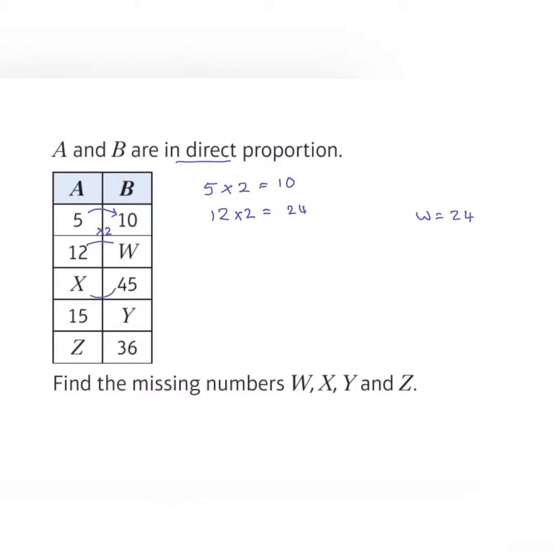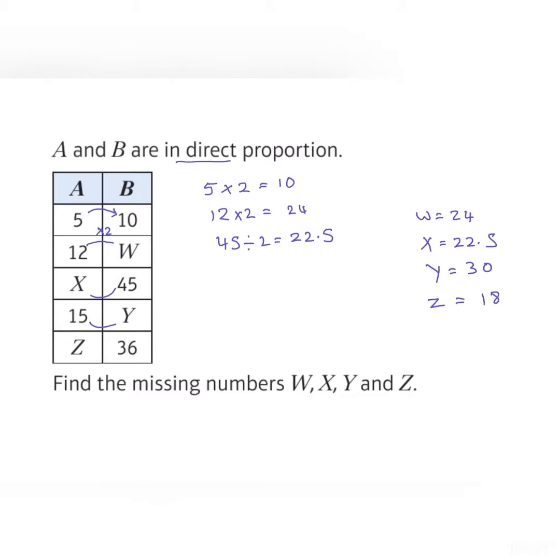And then 45 divided by 2, that is 22.5. So X equals 22.5. And then Y would be 30. And then Z would be 36 divided by 2, which is 18.